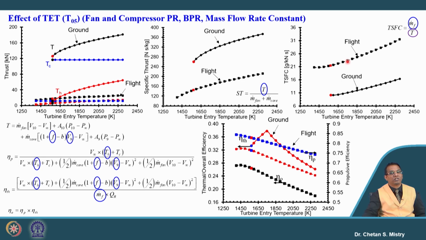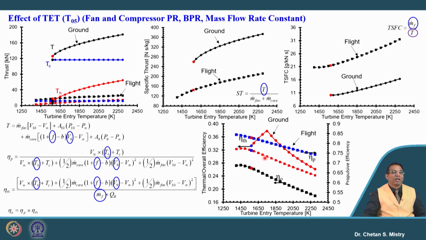Okay. Now, let us look at what is happening with the efficiency. So, it says that increasing the turbine entry temperature is reducing our thermal efficiency, and it is reducing our overall efficiency, even for the flight condition. Okay. So, now the situation is whether to go with a higher turbine entry temperature, and at what cost you need to be careful about.